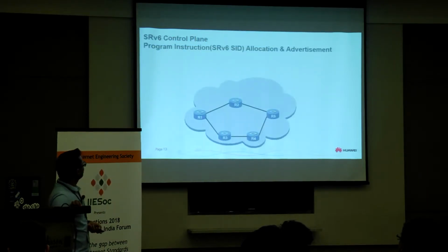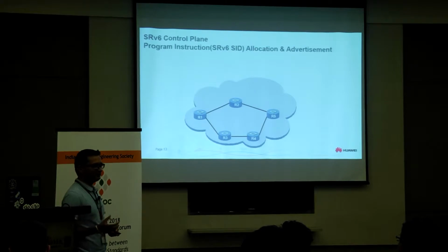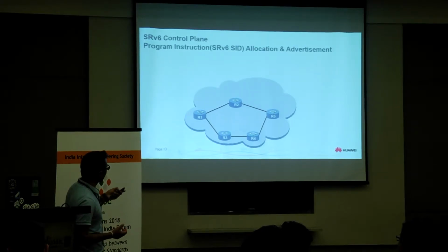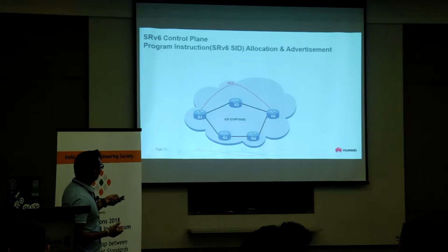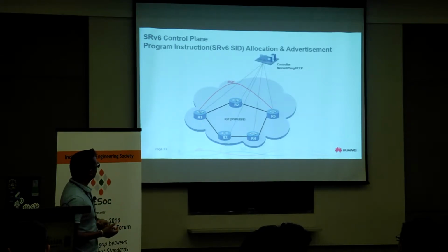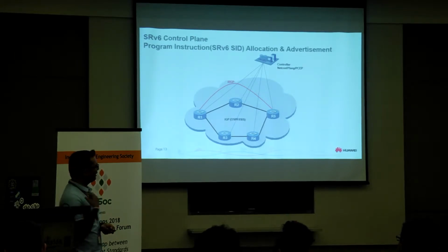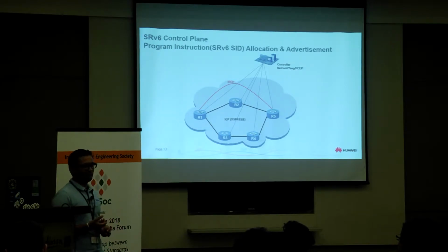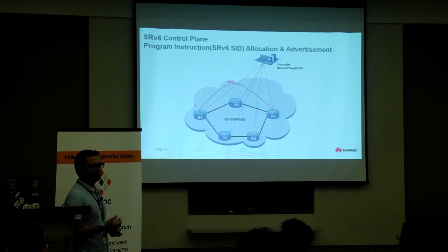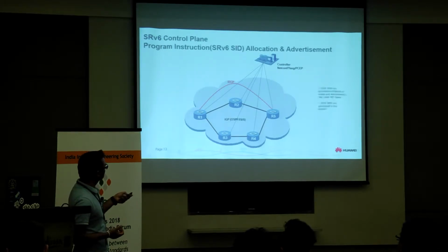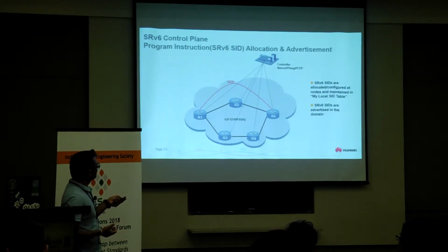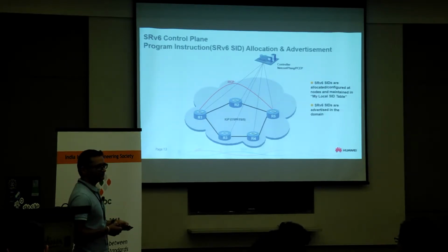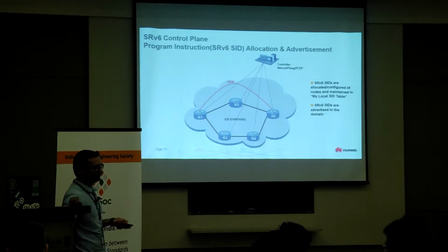Well, how is this program constructed? First the control plane, which control planes are there: IGP, BGP and controller. So pretty much the SID or that particular instruction can be allocated or configured by any of these ways, and it is distributed across the domain, across the network. Yeah, so now the SIDs are distributed across the network. Each node knows about the SIDs.